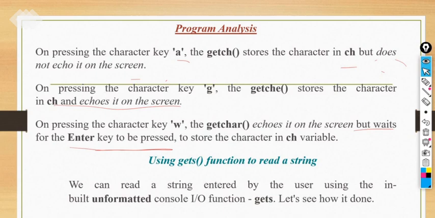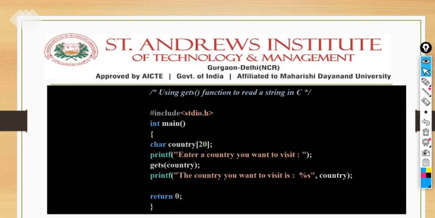The gets function is a little bit different because it works on strings. It is used to read a string. The three functions we discussed before were working on characters. This one is working on strings. This is also an unformatted console input function, that is gets. So how do we use gets? Here is an example to get clarity.